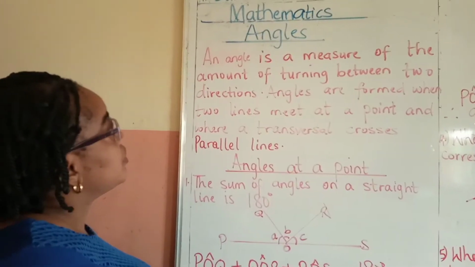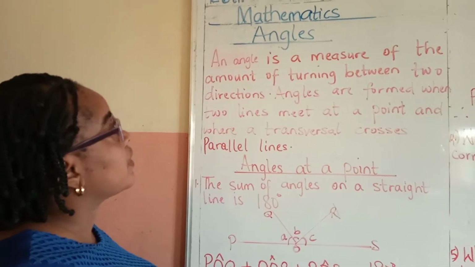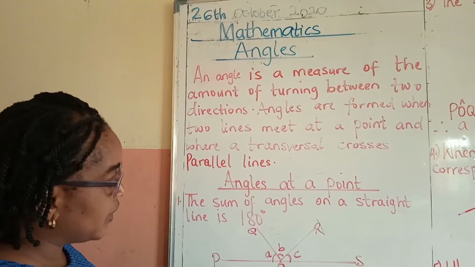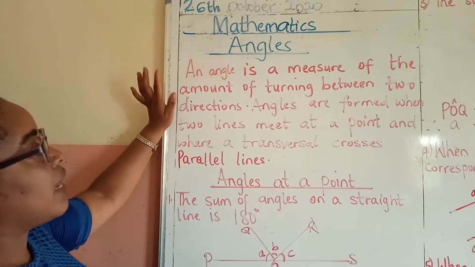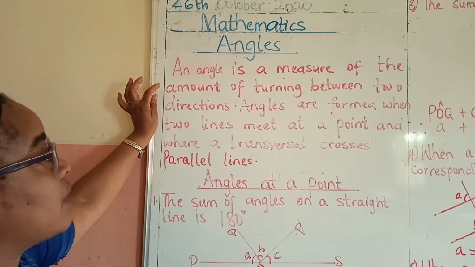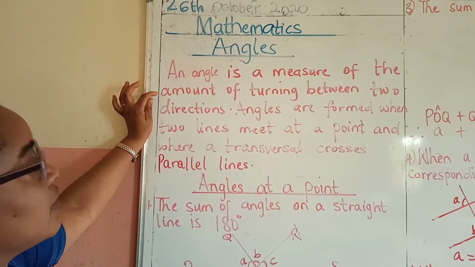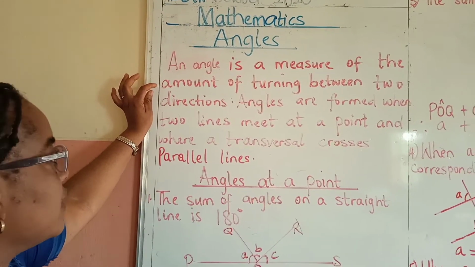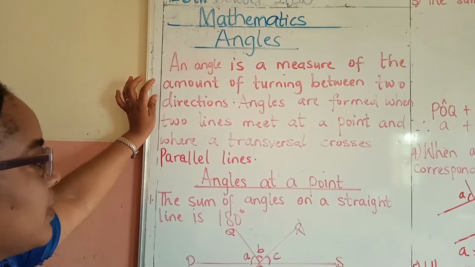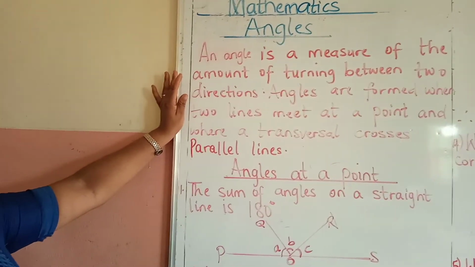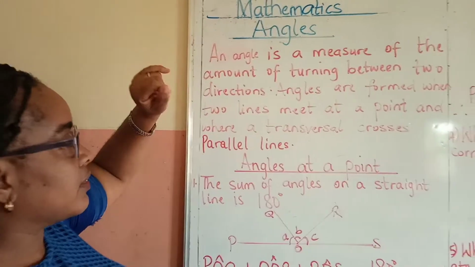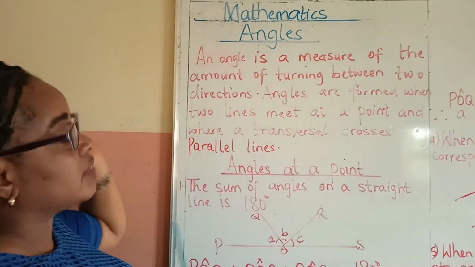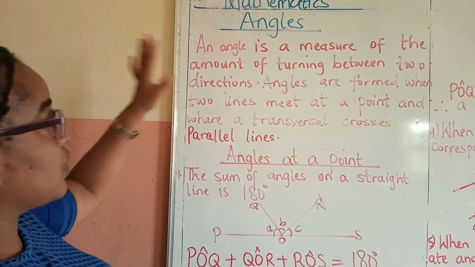Alright, we're going to be looking at a wonderful topic in mathematics: angles. That's what we're going to be dealing with today. An angle is a measure of the amount of turning between two directions. We can also say an angle is formed when two lines meet at a point and where a transversal crosses parallel lines. These are the definitions of angle. You can pick the first or the second definition. It all boils down to the same definition of angles.